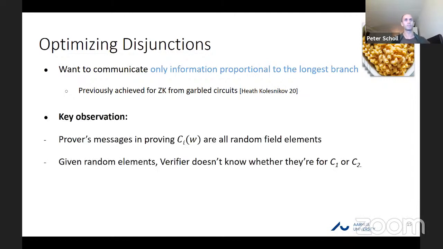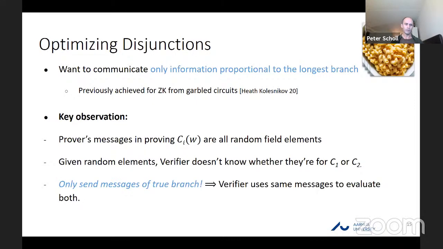But we applied a similar technique to Mac and Cheese style, commit and prove style protocols. So our main observation is that when looking at these protocols, so the two different methods of multiplication we have, the messages sent from the prover are always just going to be random field elements. So given these random elements, the verifier can't actually tell whether these correspond to a proof for circuit C1 or for C2. So if we simply have the prover only send the messages corresponding to the true branch, then the verifier can reuse these same messages to actually evaluate both of the branches in the circuit.